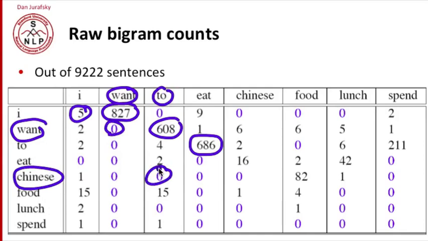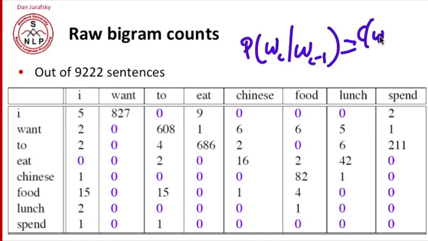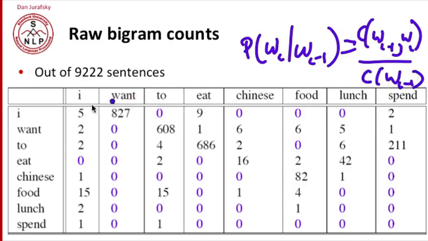Okay. So in order to turn these counts into probabilities, all we have to do is normalize by a unigram count. Because remember, the probability of a word i given the word i minus 1 is the count of word i minus 1, word i, over the count of word i minus 1. So we need to divide these joint counts of the 2 words by the count of the previous word.